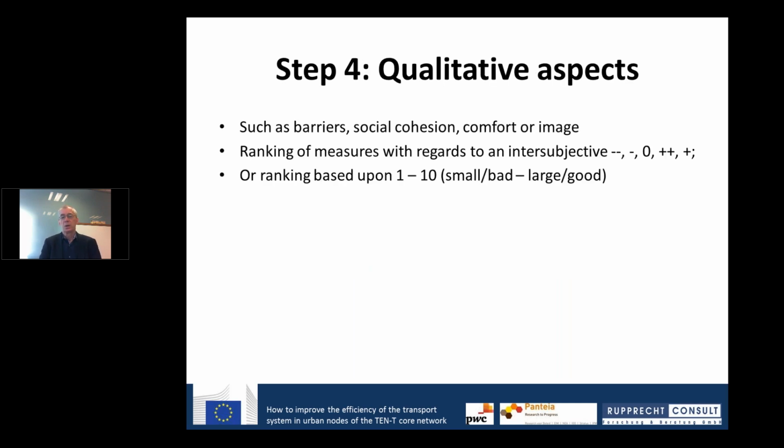In the fourth step, we look at the quality aspects, and as I mentioned before, these concern barriers, comfort, social cohesion, and any other aspects that are hard to quantify. We rank those measures, and they can be regarded, when done with different stakeholders, as an intersubjective exercise. In the Rotterdam case, we had about 10 stakeholders in our workshop, and they scored the different projects from double minus to double plus.